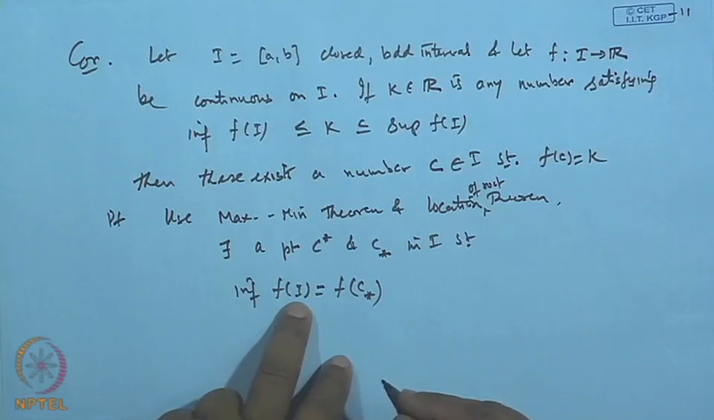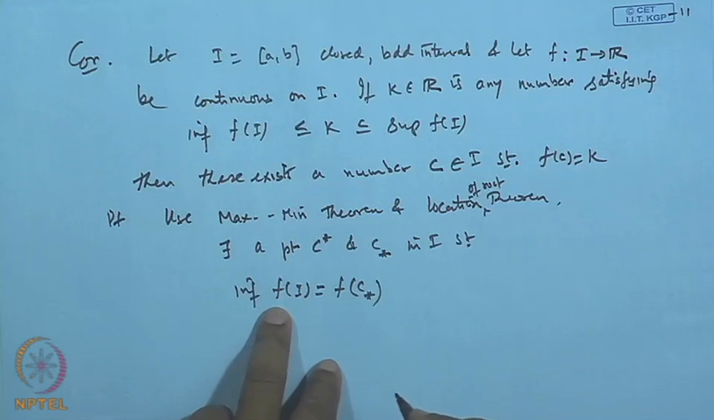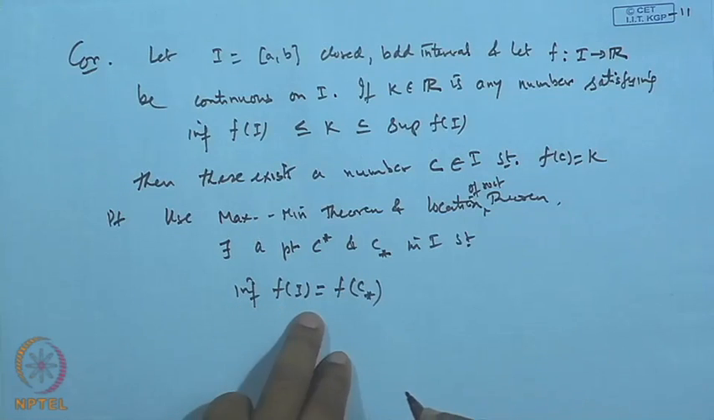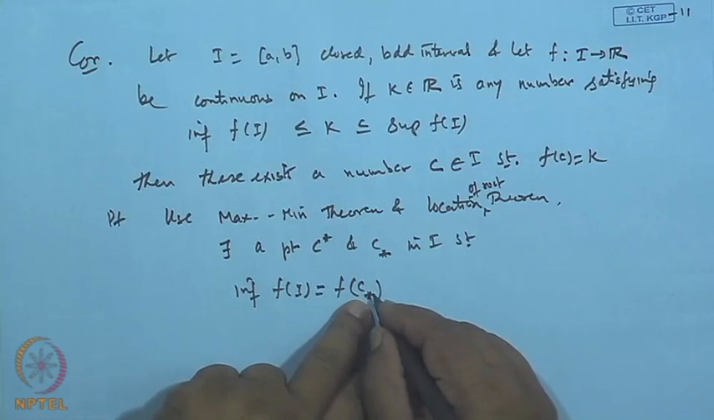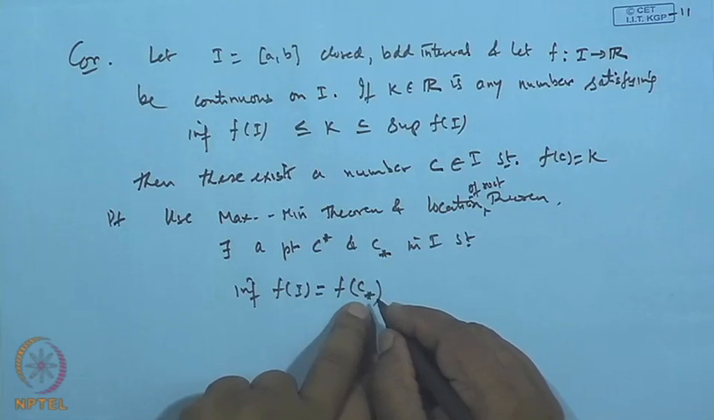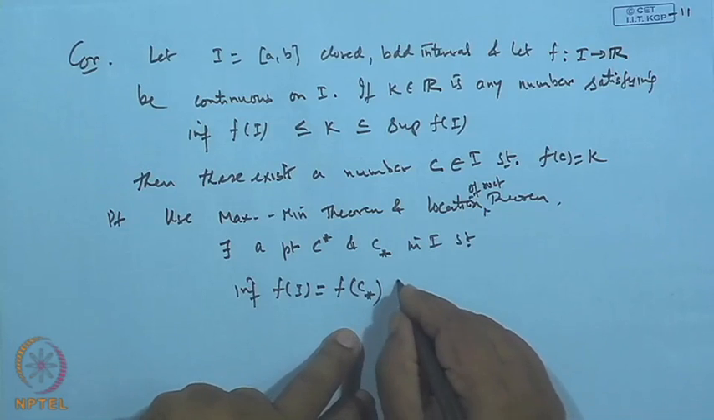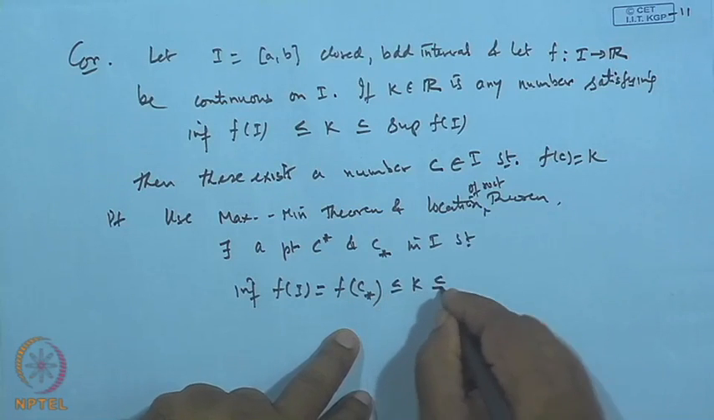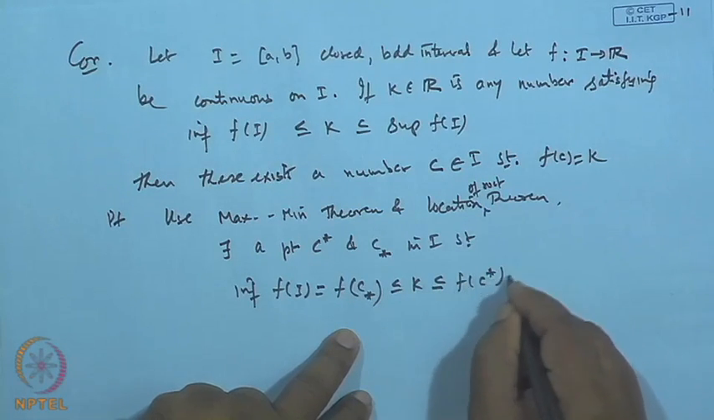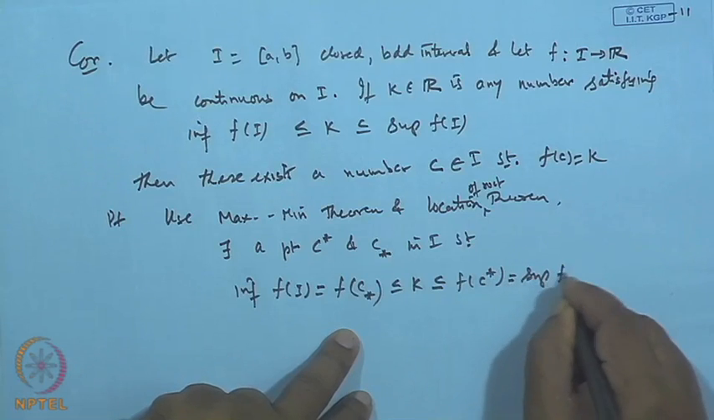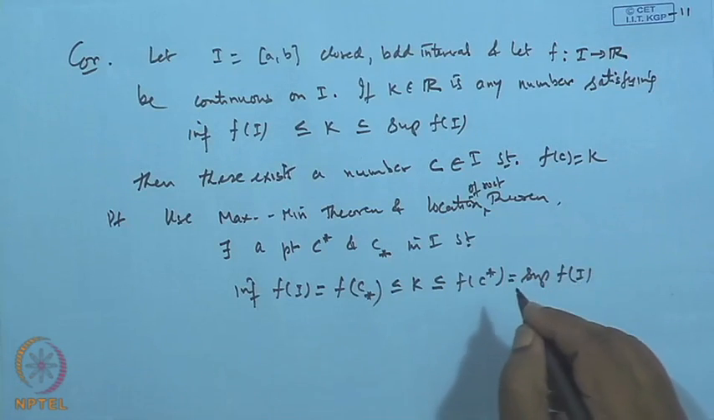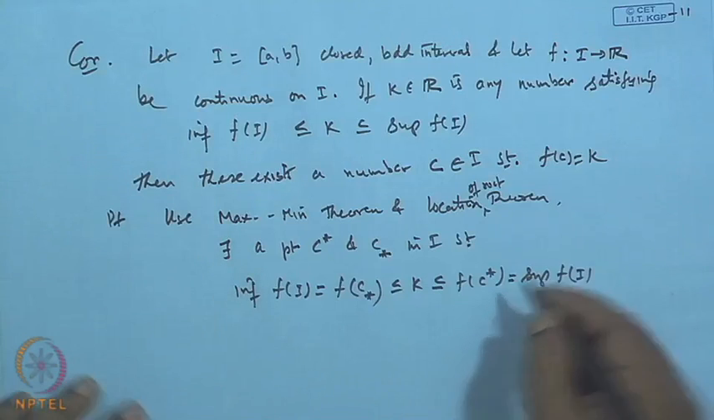Infimum will be attained because I is a closed and bounded interval and f is a continuous function. So, the infimum will be attained and there exists a point C lower star where f of C lower star is the infimum value, and then this is less than or equal to k, which is less than or equal to f of C star, which is the same as the supremum of f of I. Now, the conclusion follows from the Bolzano relation.